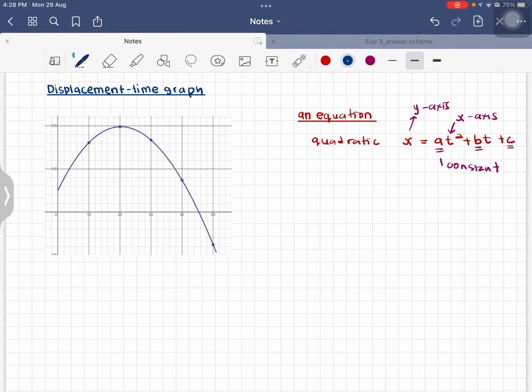Right? And you also can have the equation in cubic, which is, this is my equation lah. x equal to at to power of 3 plus bt square plus ct plus d. I have plotted this graph by using an equation where my equation is x equal to 0.001 t cube minus 0.4 t square plus 15t plus 50.